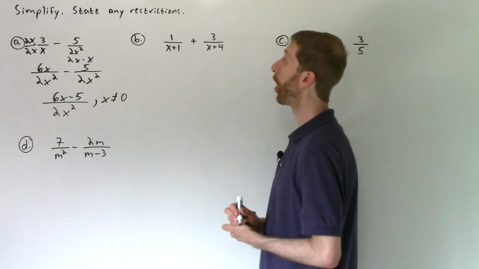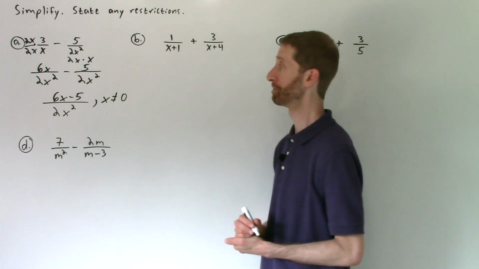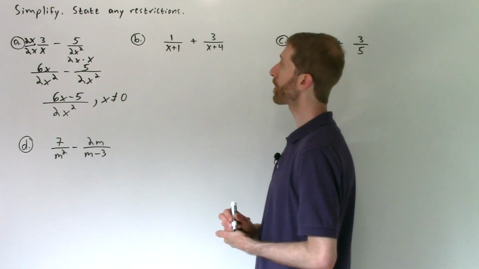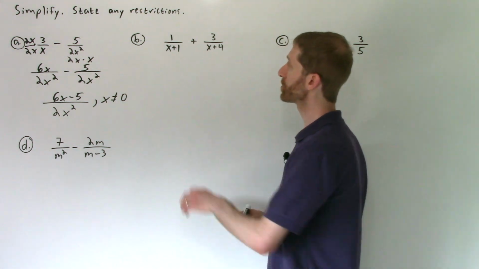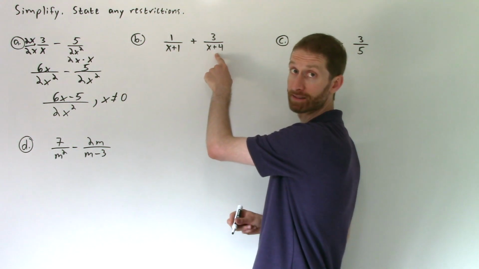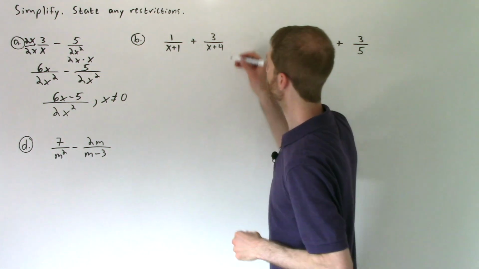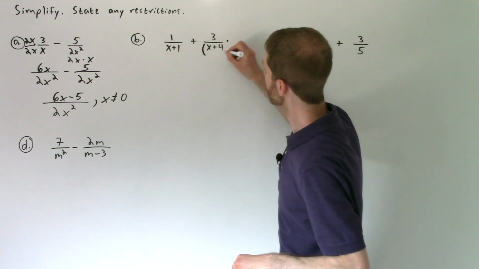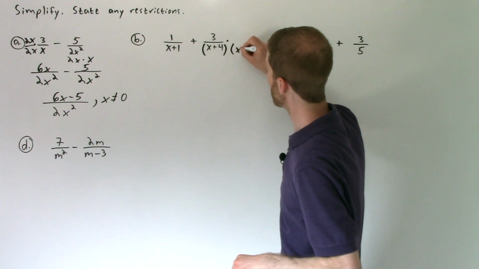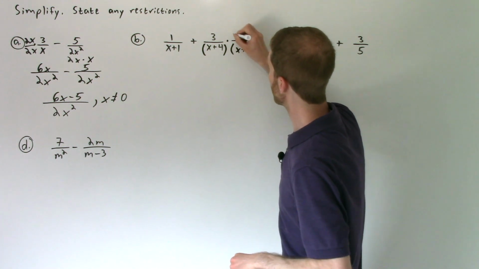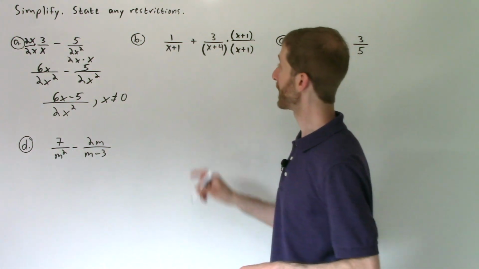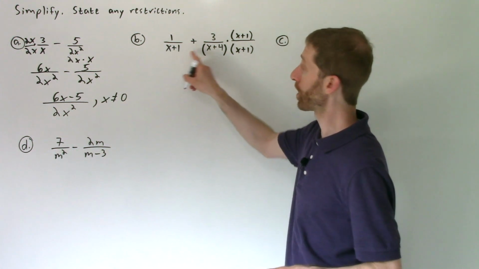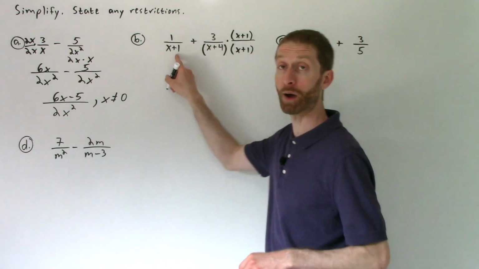Okay, so now on to part B. Well, in B, we've got 1 over x plus 1 plus 3 over x plus 4. Okay, well, what factors does this have that this doesn't? It's got an x plus 1. So that means that this fraction on the right needs an x plus 1. Let's put it in there. Whatever we multiply by in the denominator, we need to do in the numerator. On the right side, we've got x plus 4, which is not what x plus 1 has.